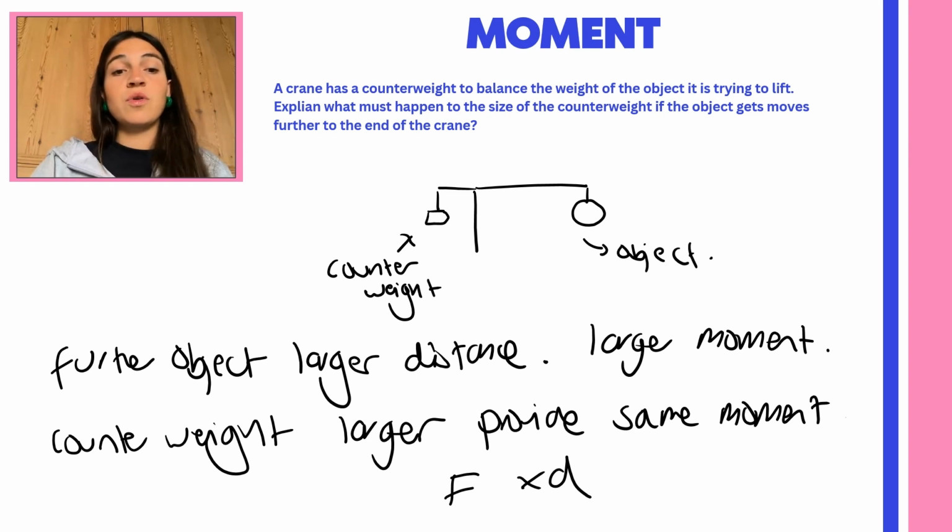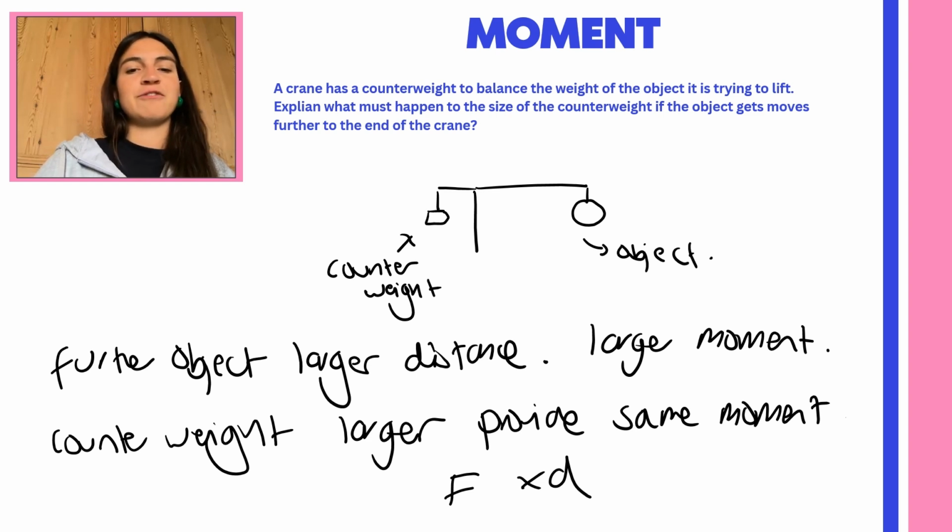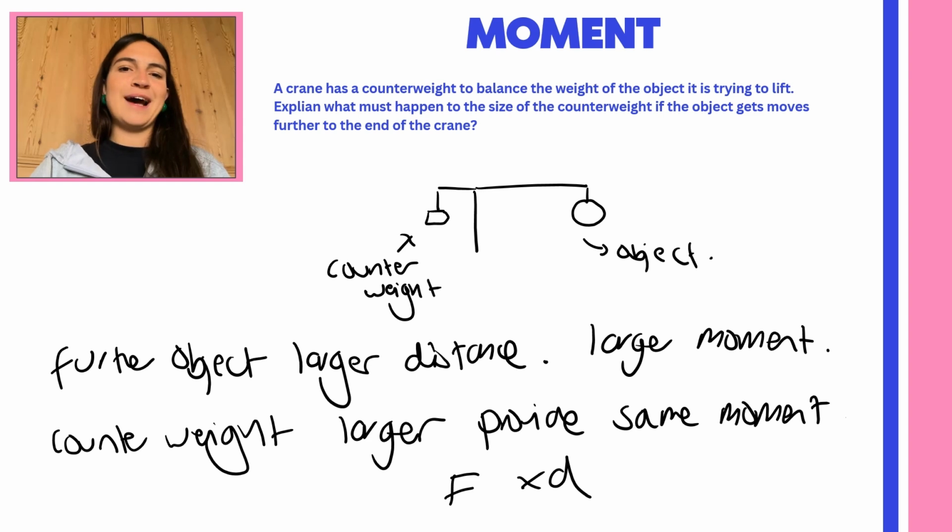Of course, you could also just move your counterweight further and further from the pivot as well, which would have the same effect. It would create a larger anti-clockwise moment to match that larger clockwise moment.